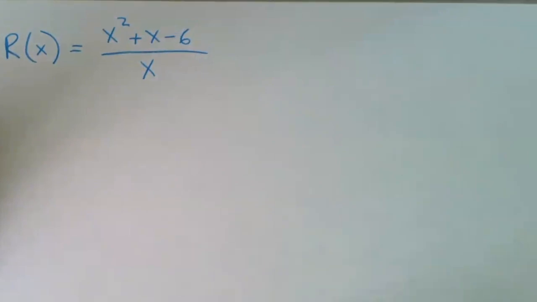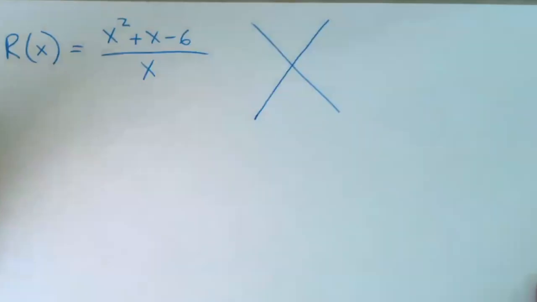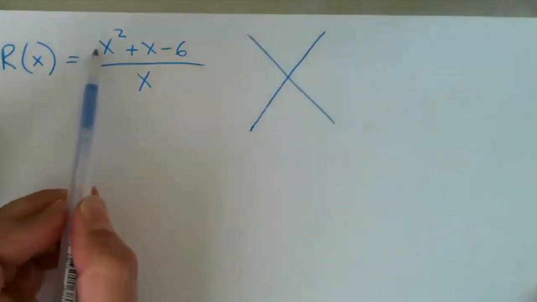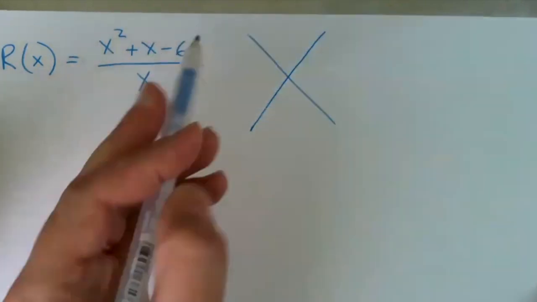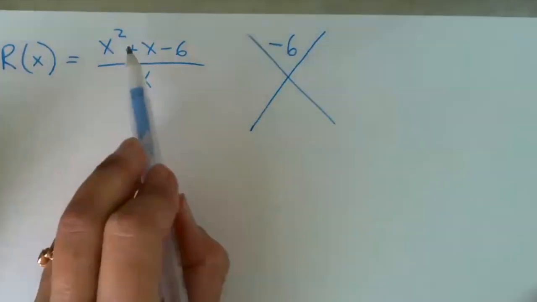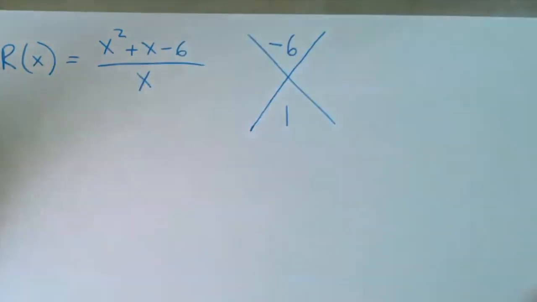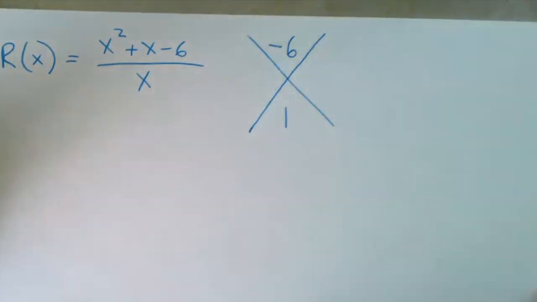And if you have not watched the video factoring using the x method, go ahead and take a peek at that now. But for those of you who have, let's go ahead and make our x. And you'll recall that the top is our coefficient of our squared term times our constant. So that's 1 times negative 6, or negative 6. And our bottom is our coefficient of our middle term. That's a 1.